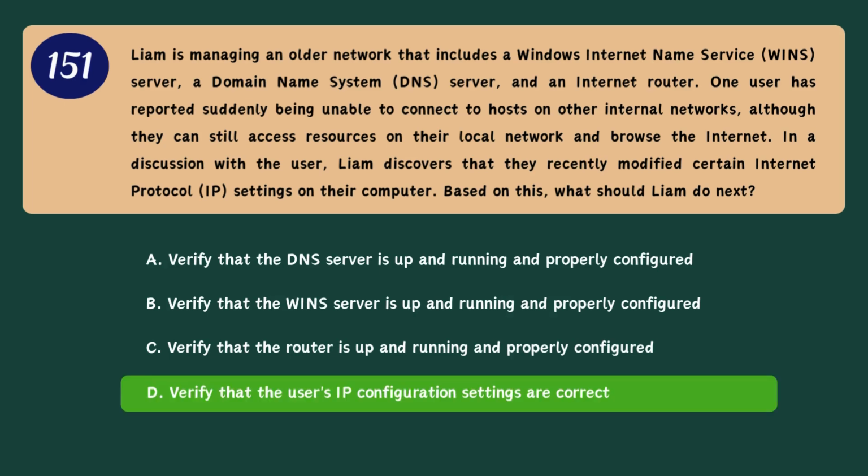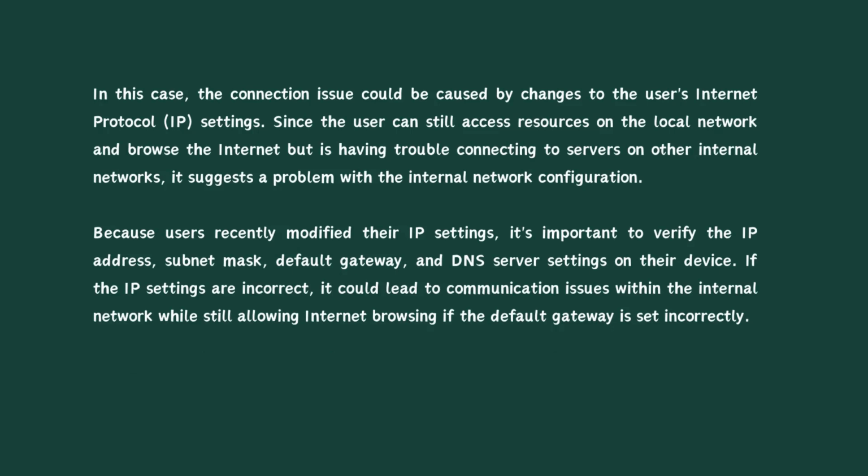Correct answer. D. Verify that the user's IP configuration settings are correct. In this case, the connection issue could be caused by changes to the user's Internet Protocol (IP) settings. Since the user can still access resources on the local network and browse the internet but is having trouble connecting to servers on other internal networks, it suggests a problem with the internal network configuration.